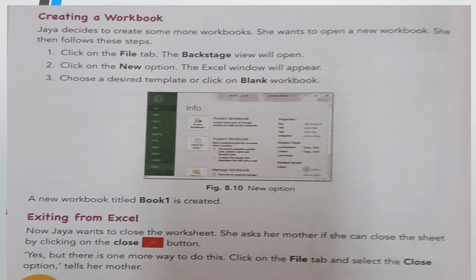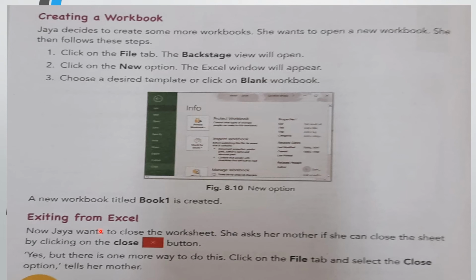Now, creating a workbook. How can you create workbook? Click on File tab. The backstage view will open. Click on New option. The Excel window will appear. Choose a desired template or click on Blank Workbook. A new workbook titled Book 1 is created.